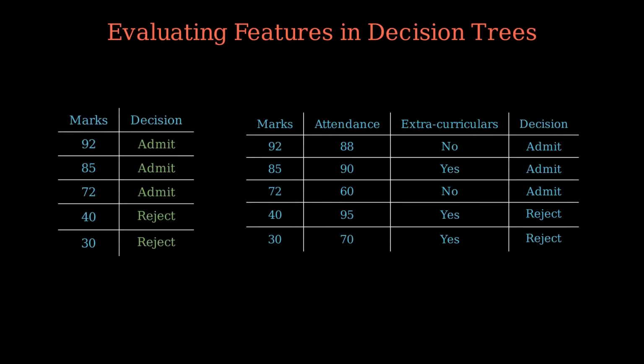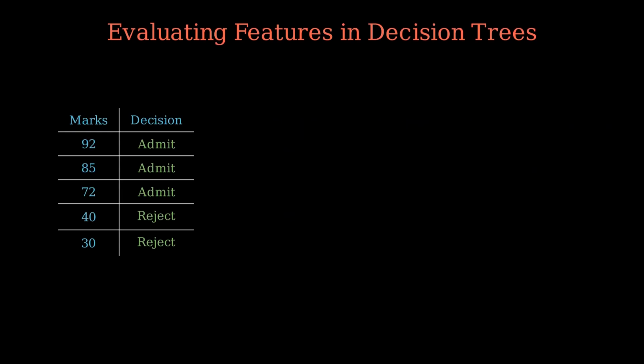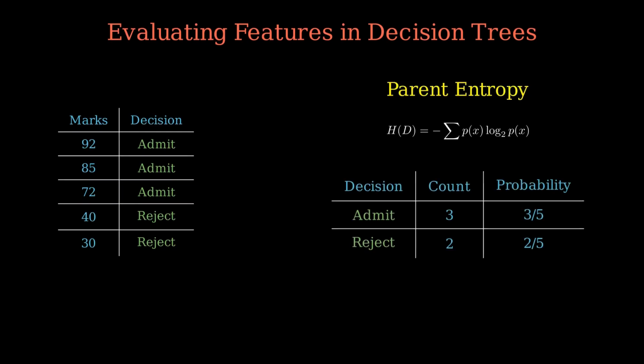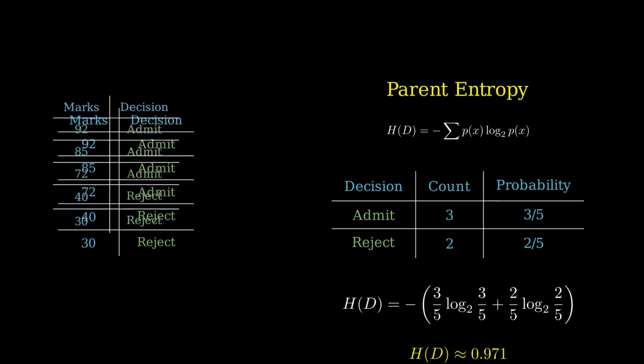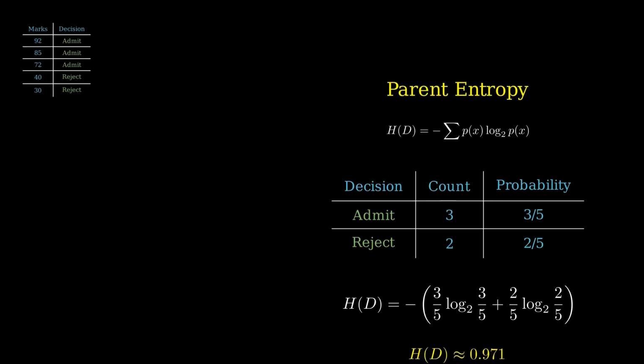Before splitting, we first calculate the parent entropy, which tells us how mixed the overall data currently is. A higher entropy means the data is more uncertain or disorganized. Once we know the parent entropy, we explore how splitting by marks can reduce it.